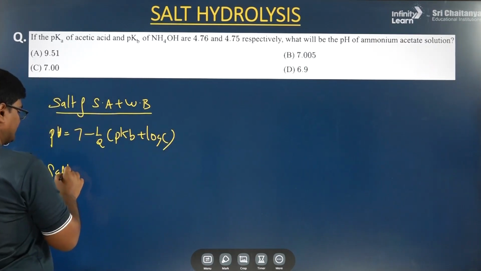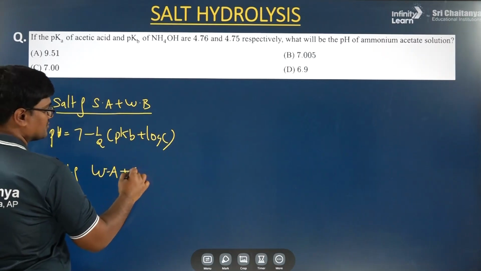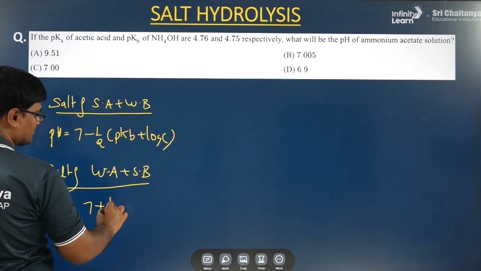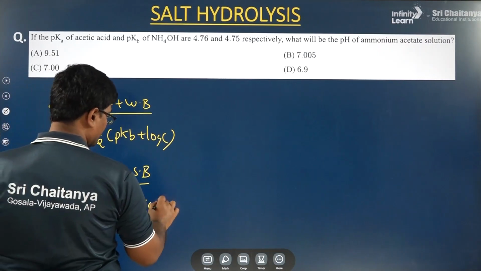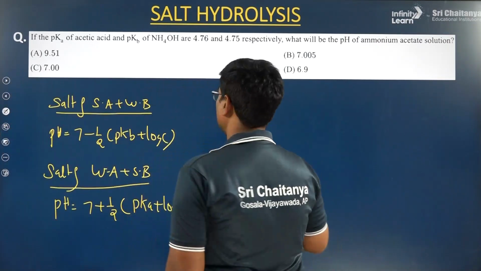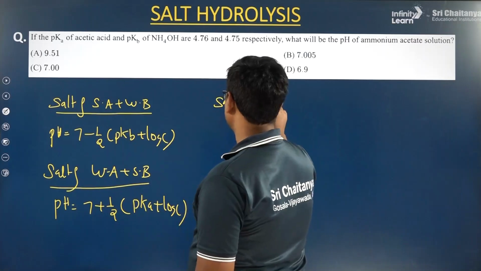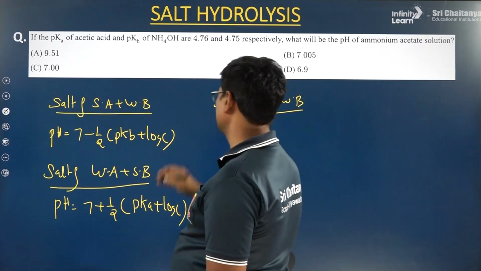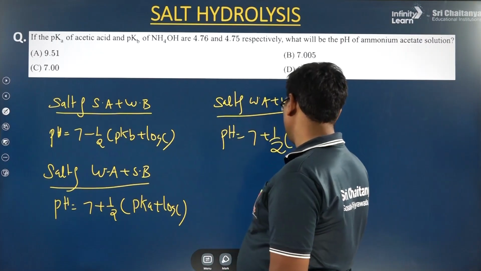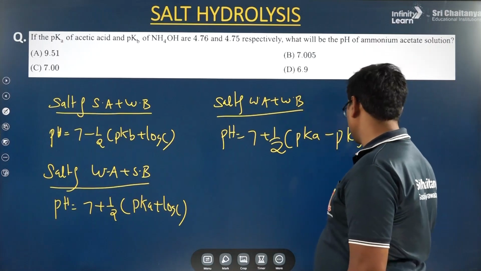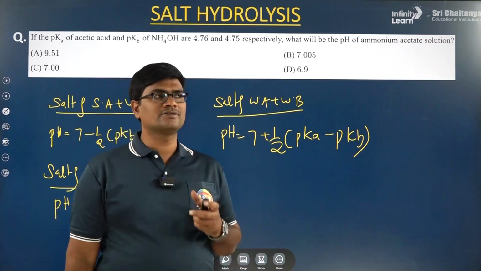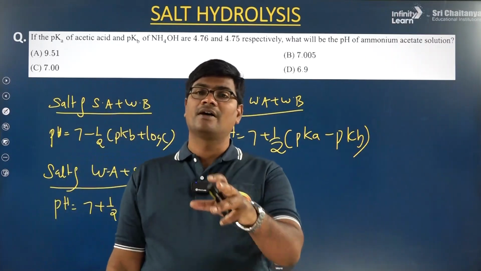If it is a salt of weak acid and strong base, the base is stronger, therefore obviously the pH will be greater. So, pH is equal to 7 plus half pKa plus log C. If both are weak, we know that important formula: the salt of weak acid and weak base. The pH is equal to 7 plus half pKa minus pKb. That means here we do not have the concentration in the pH formula.